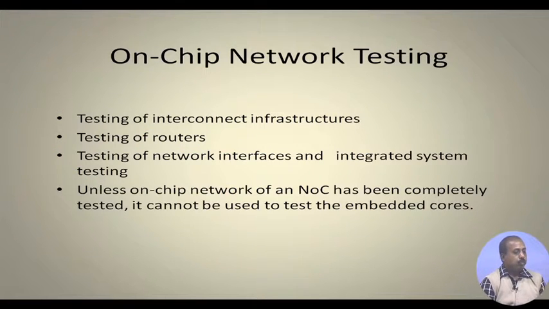rather we will be looking into the other part of it, like how you are going to check the on chip network part, that is the components of the network, routers and links, how you are going to test them. So, testing of interconnect structures, testing of routers, testing of network interfaces and integrated system testing. Unless the on chip network of an NoC has been completely tested, it cannot be used to test the embedded cores. So, this is definitely true.